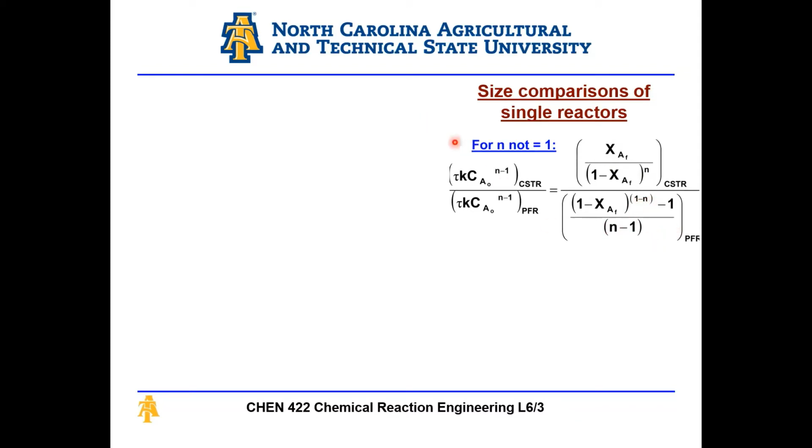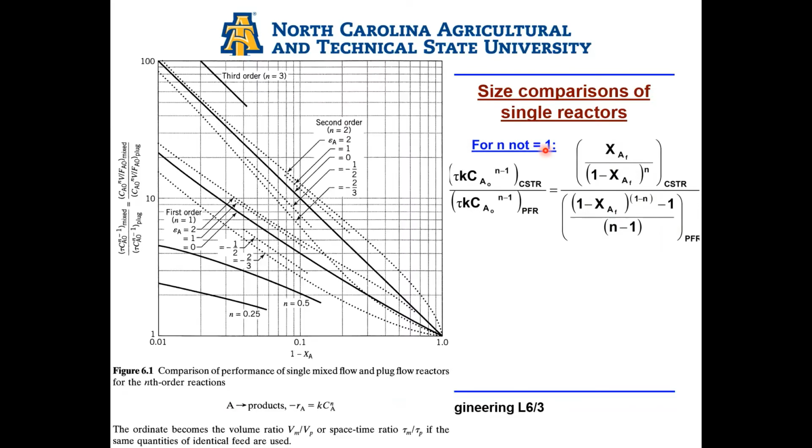So now let's look at the first case, for n not equal to 1. How do we compare the performance, or what's the comparison of the volume of these two reactors? In Levenspiel figure 6.1, there's a figure. On the x-axis is 1 minus XA, which shows you the conversion. On the y-axis is this equation, which is the ratio of the volume of the mixed reactor, the CSTR, to the plug flow reactor. There's a bunch of lines here, arranged according to n, your order of reaction.